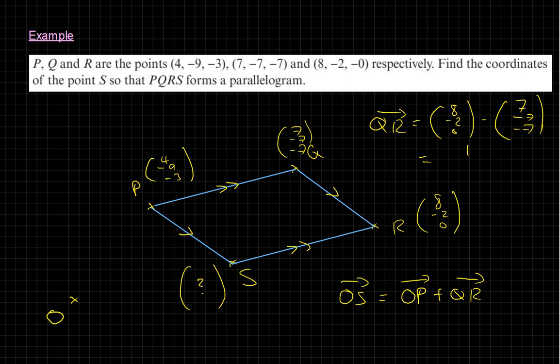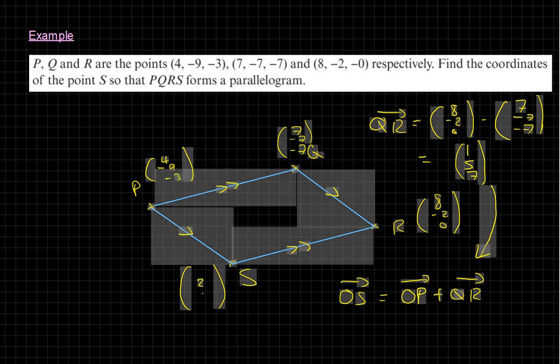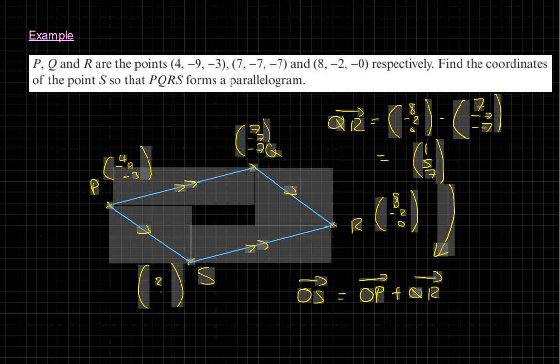8 minus 7 is 1. -2 minus -7 is 5. I've written it poorly there, that's a 0. 0 minus -7 is 7. So I've got 1, 5, 7, and that's this value here, the QR. And the P is 4, -9, -3. So I'm just going to make the origin invisible again for a moment. Let's move this across and let's finish it off.